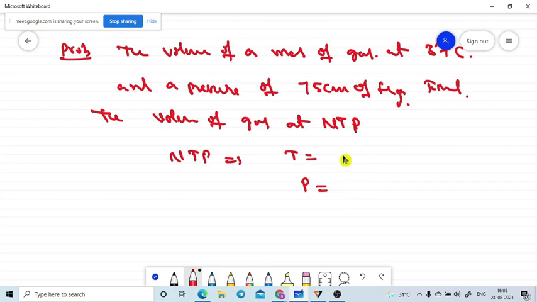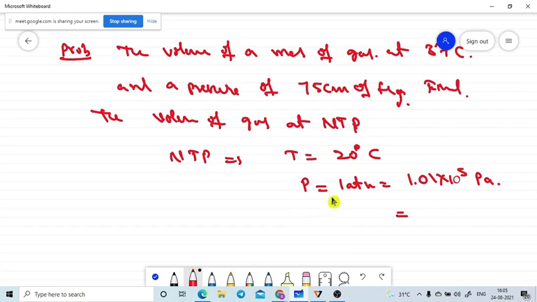20 degrees Celsius is the normal temperature. What is the pressure? Pressure is 1 atmosphere, which is nothing but 1.01 into 10 to the power of 5 Pascal. This is the normal atmosphere.